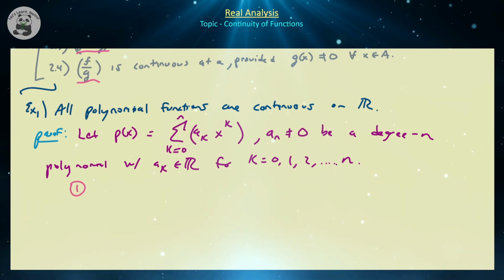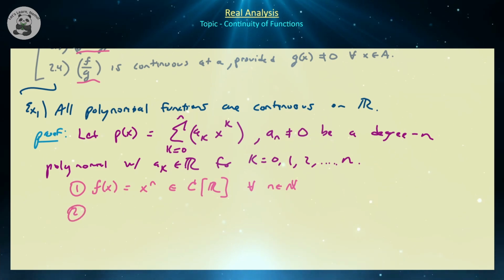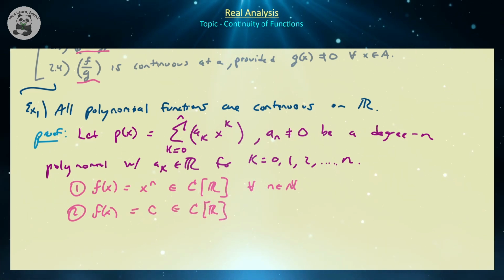So what do we already know? The first thing that you need to do to justify that all polynomials are continuous functions is the following. The first is that f of x equals x^n is continuous on the set of real numbers, and that's true for all natural numbers n. Now, keep in mind that that takes care of x to the 1, x to the 2, up to x to the n. It doesn't necessarily take care of that constant function. So you also need to be able to show that this function is also continuous on the set of real numbers for some constant c.